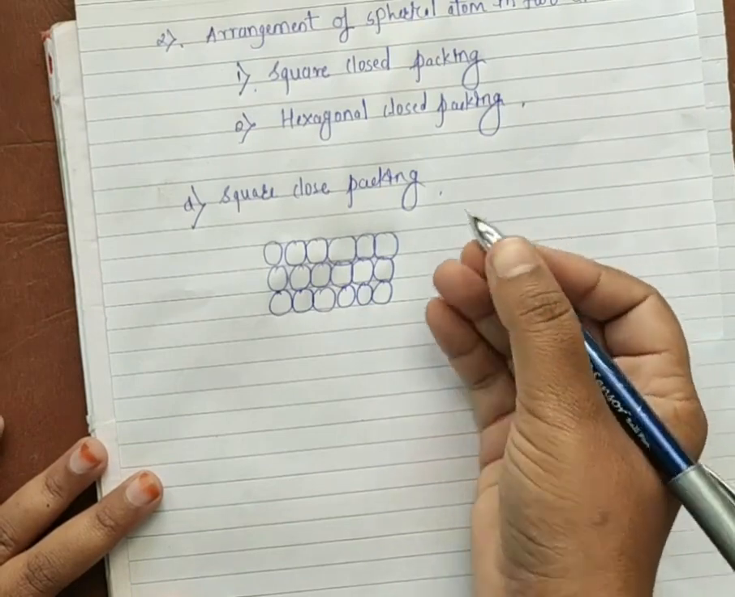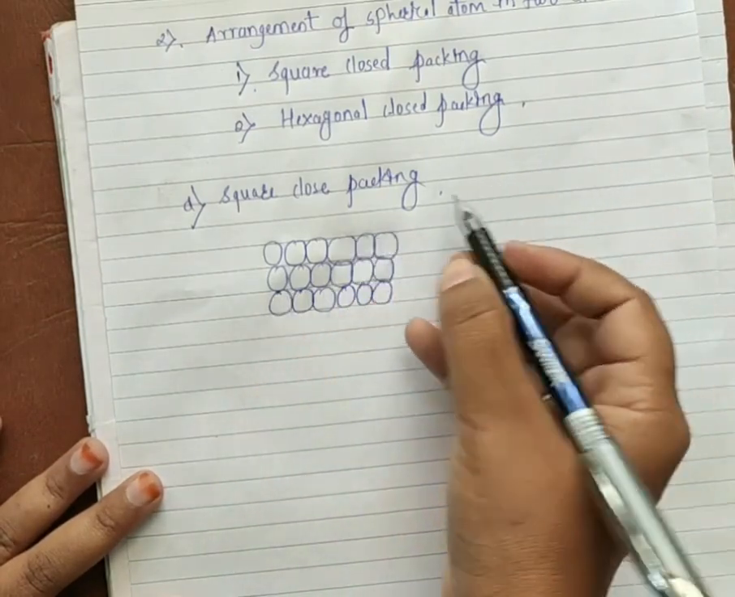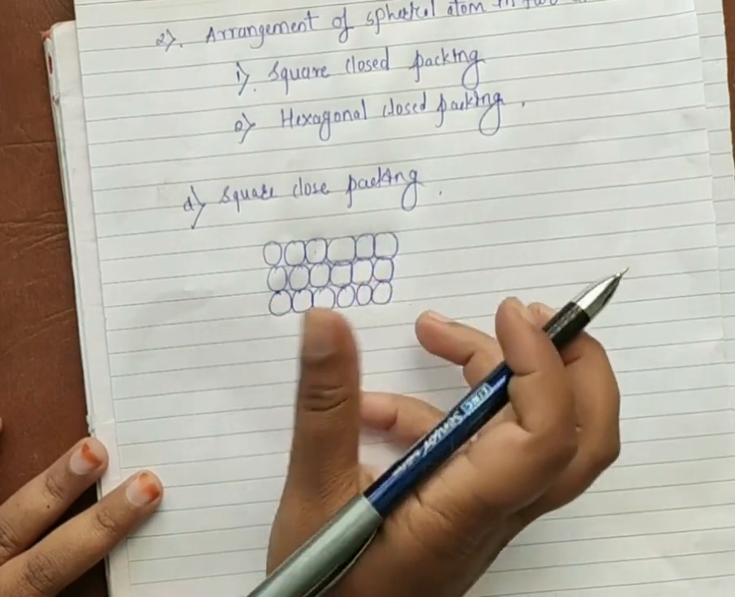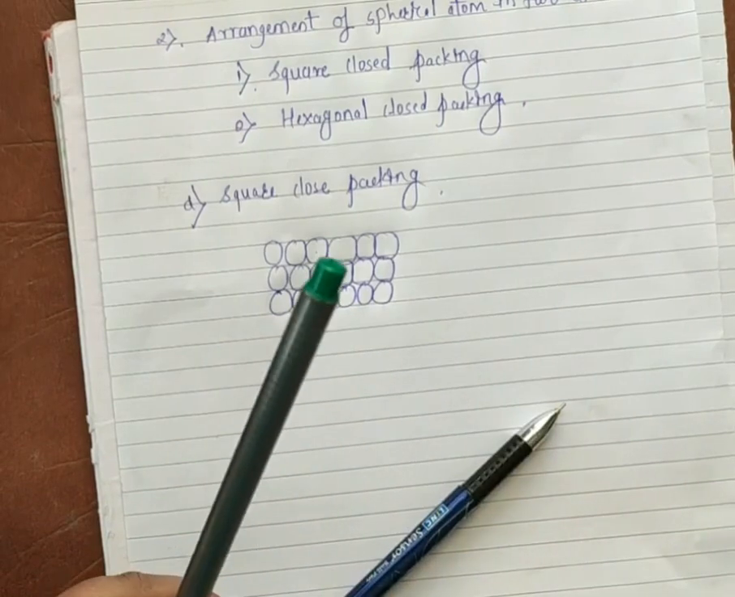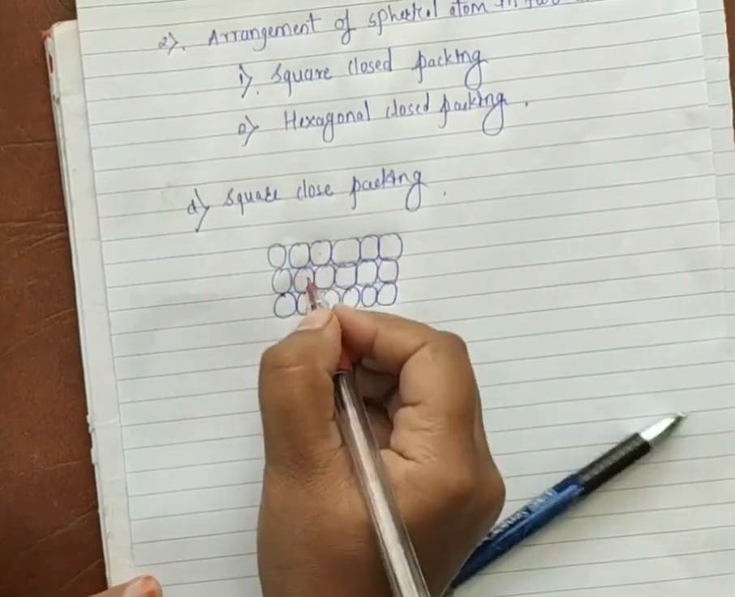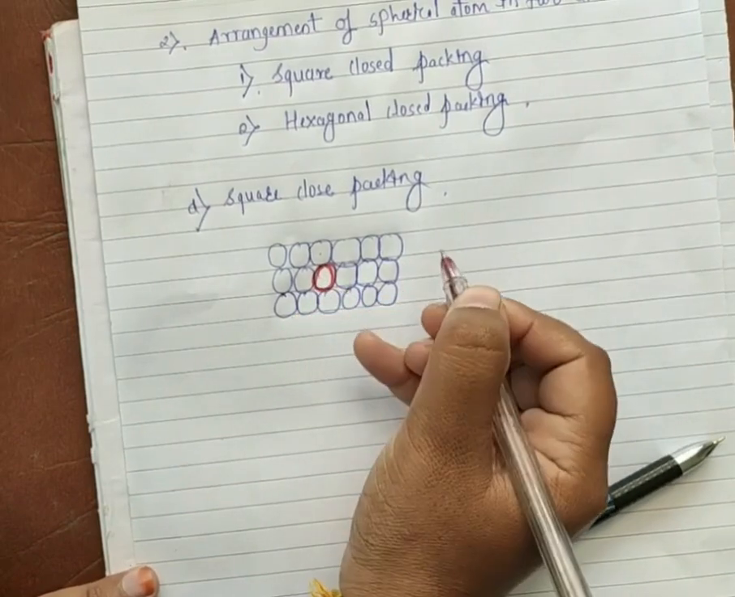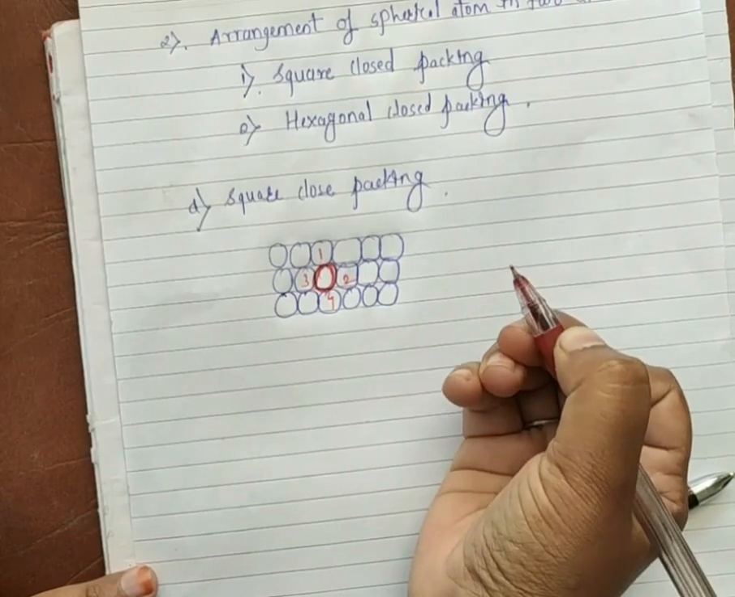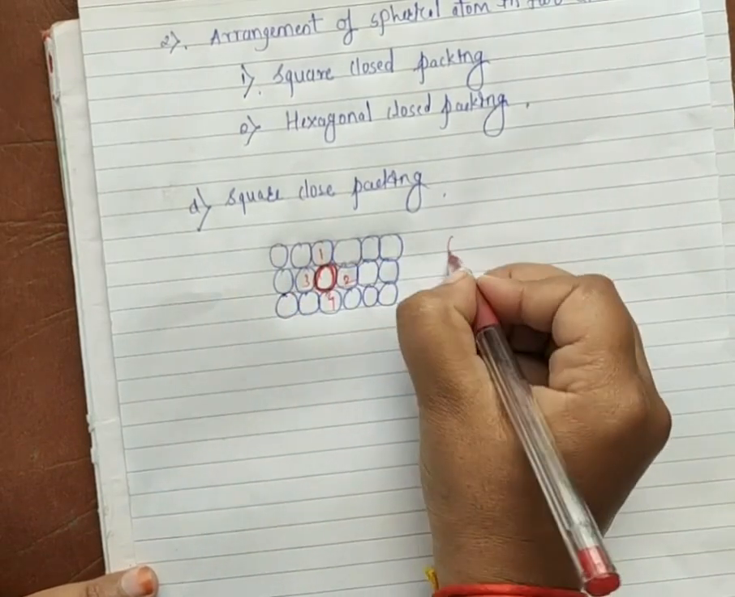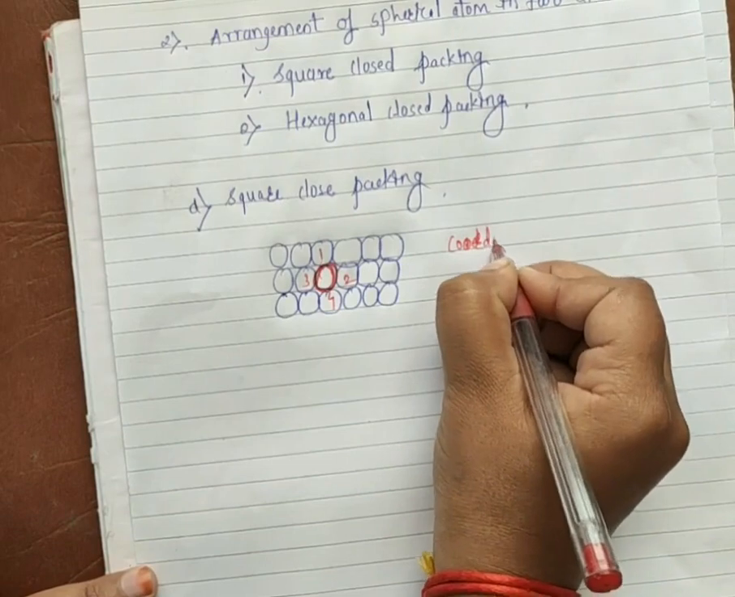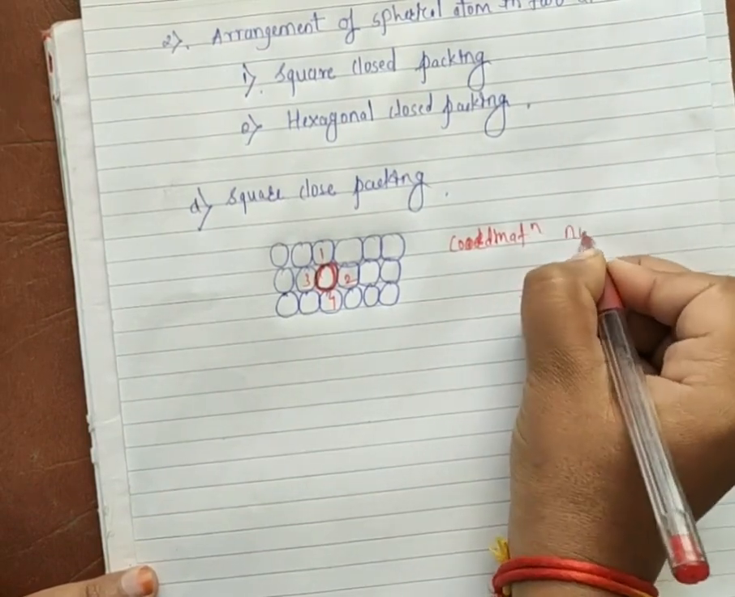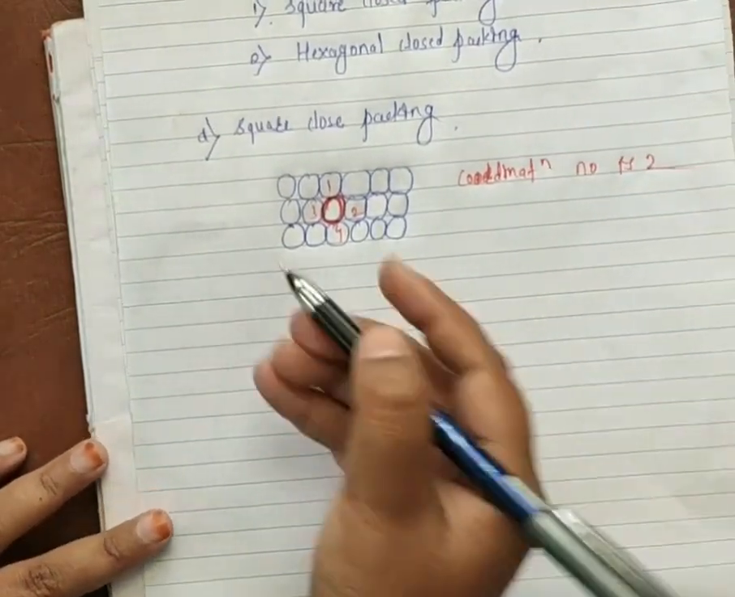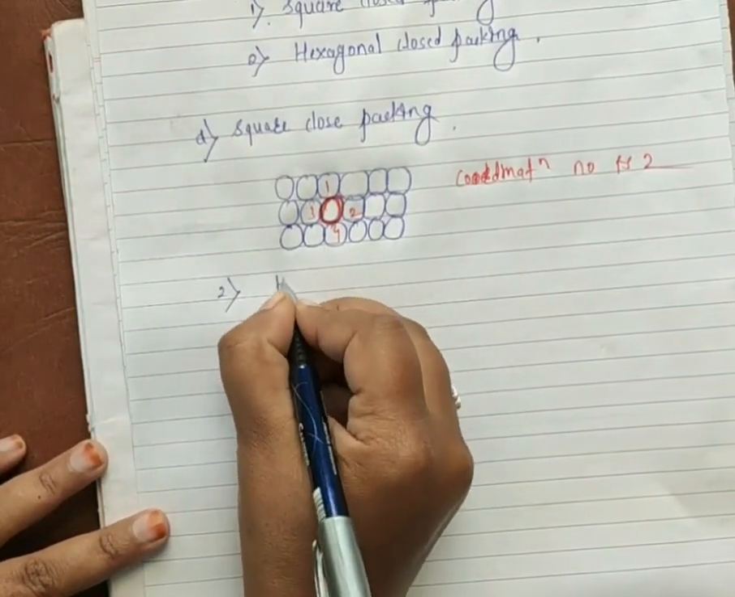For this reason, each atom remains in contact with 4 neighboring atoms. Suppose I consider this atom, it is in contact with 4 neighboring atoms: first, second, third and fourth. So in square closed packing the coordination number is 4. Now we will move to the second, the hexagonal closed packed structure.